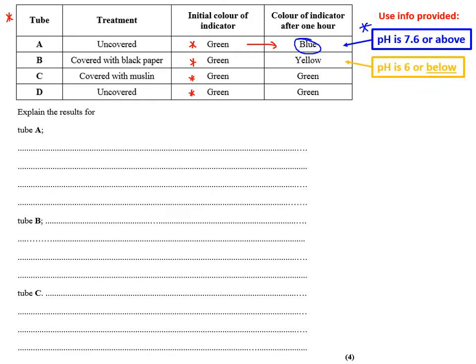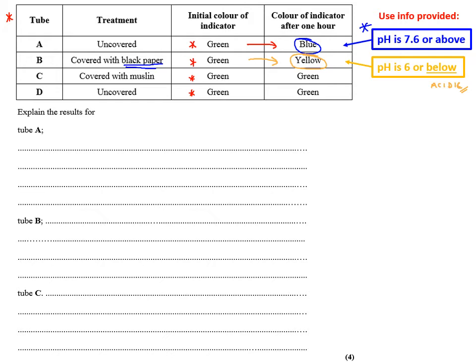In tube B, the tube that's covered with black paper, we know the green indicator turns a yellow colour. Again, from the information at the start of the question, if it's pH 6 or below, that means a very acidic solution, it's going to turn a yellow colour. So the indicator in tube B that was covered with black paper will turn yellow, indicating a more acidic indicator solution.